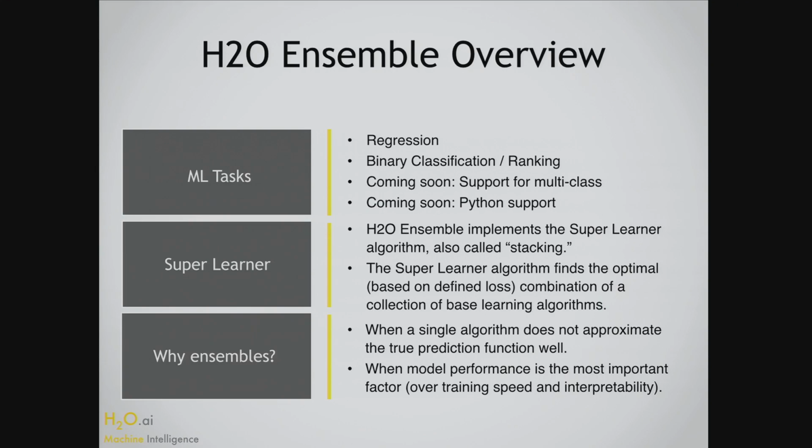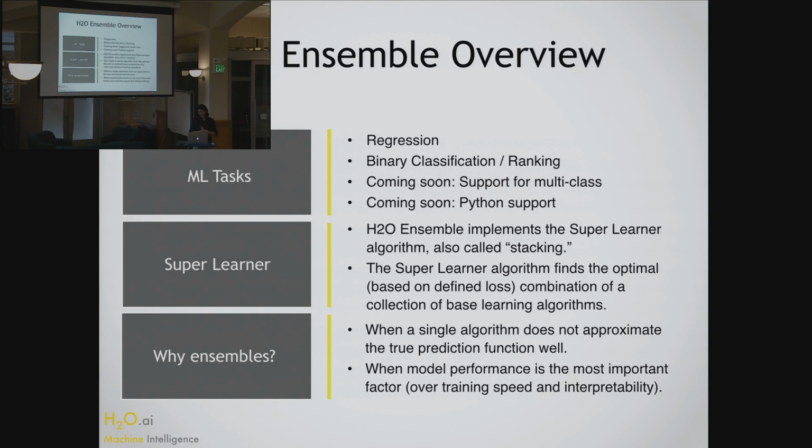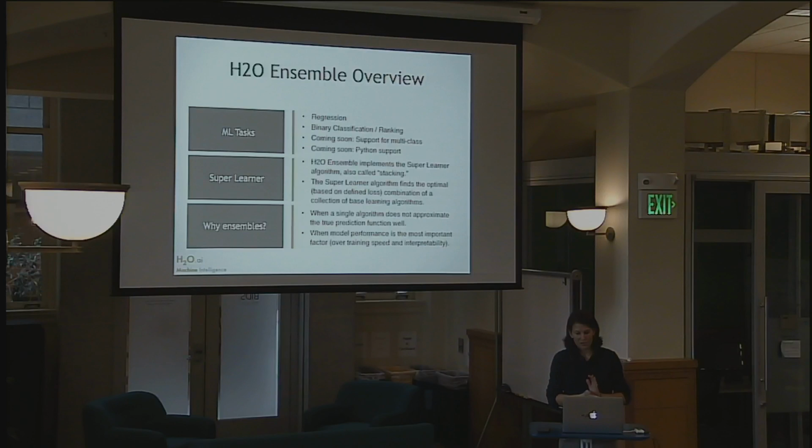So it does that by doing a secondary learning step. You train all the base models, and then you train what's called a meta learner that will figure out what the optimal combination is. I won't spend a lot of time explaining how that works, but there's a lot of information about it on my website, and there'll be a link at the end of the talk if you want to learn more. Basically, H2O Ensemble is implemented for regression and binary classification.